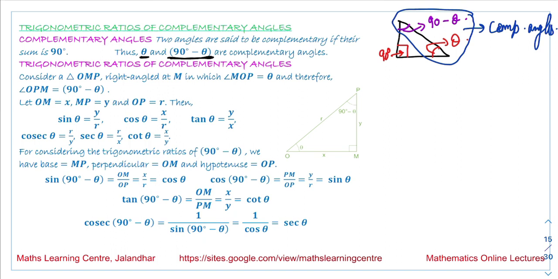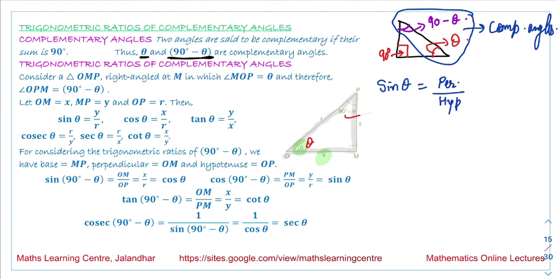So what is the relation now between these two angles? We are going to talk about this. If we are writing the value of sine theta, it is perpendicular over hypotenuse. We have drawn a triangle over here. This is the triangle we are talking about, OMP. This angle at O is theta.